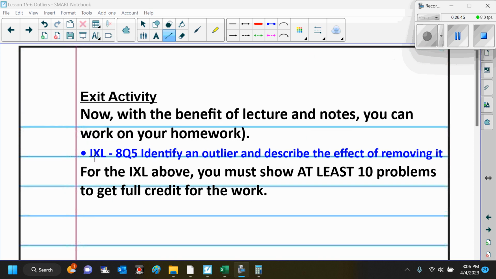So now you're going to work on your IXL, which is 8Q5. Identify an outlier and describe the effect of removing it. Okay? Remember, you must show at least 10 problems to get full credit for that work.